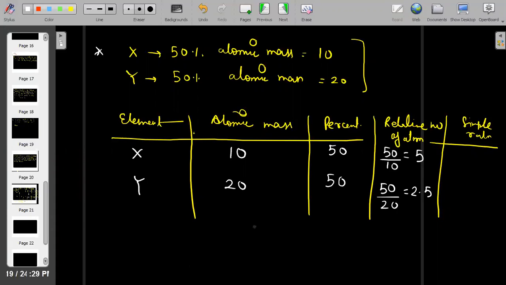Tell me, which one is the smallest? We know the smallest is 2.5. So divide by 2.5. The simplest ratio: 5 divided by 2.5 is equal to 2, and 2.5 divided by 2.5 is equal to 1. X how many times? 2 times. Y how many times? 1 time.